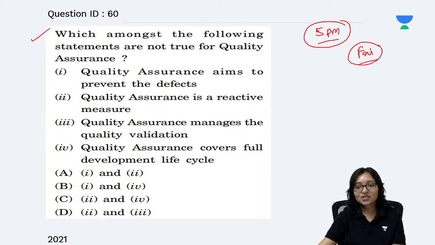So this is your last question. Which amongst the following statements are not true for quality assurance?